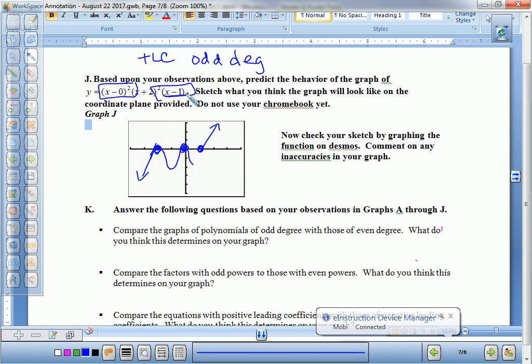At 1, this factor is raised to an understood first power. It's just going to pass straight through. No inflection, because it's an odd power of 1. Pass straight through, no inflection. So if it is raised by one power, it just goes straight through.